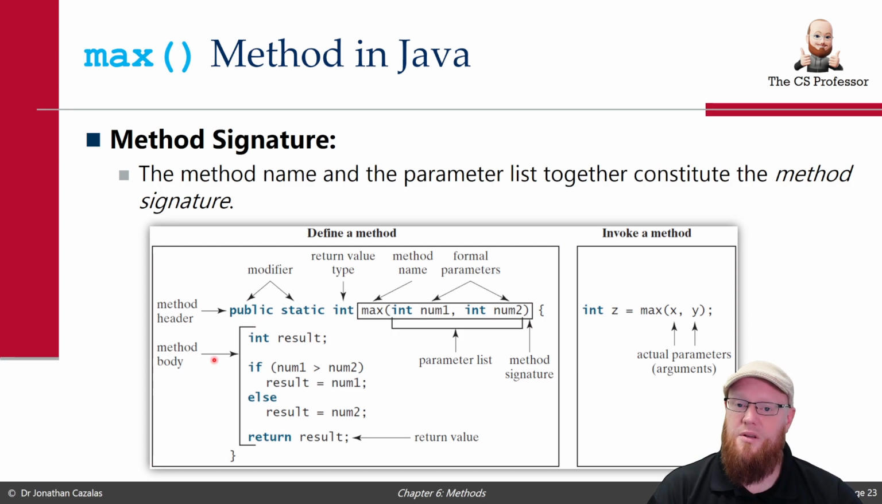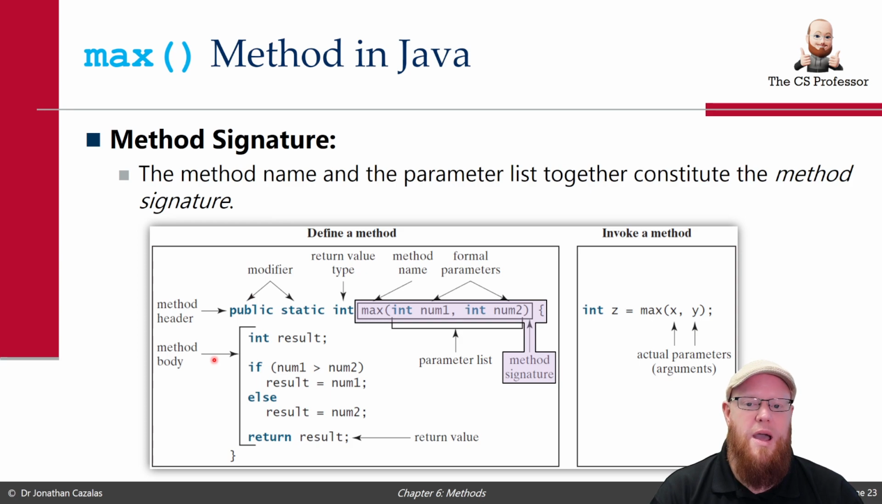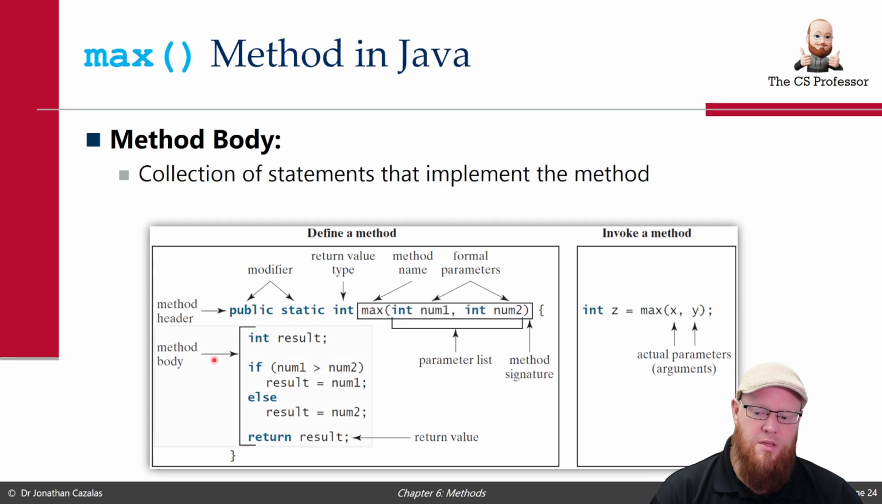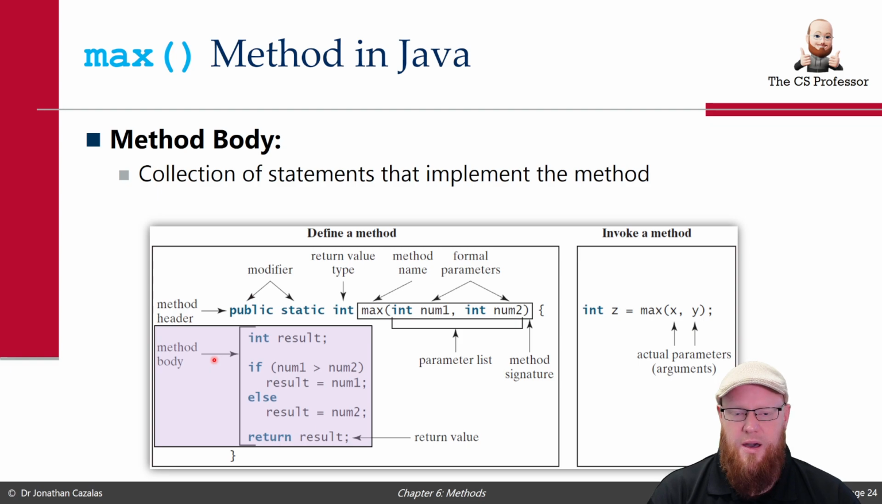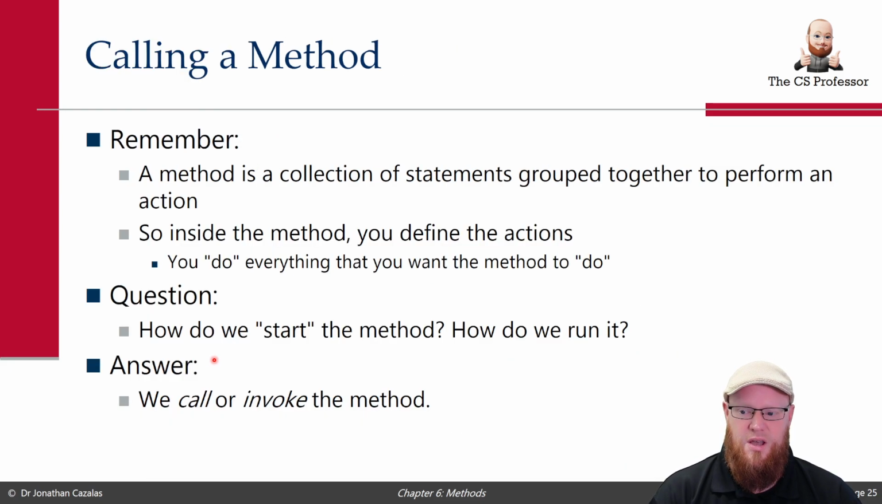Method signature. This is a very important term. What is method signature? It's what I'm highlighting right here. Every method has a signature, and that signature includes the name of the method as well as its list of parameters. That's called the method signature. Very important, and we're going to be covering more of that in just a bit. The method body, here's the method body, nothing really new to discuss there.